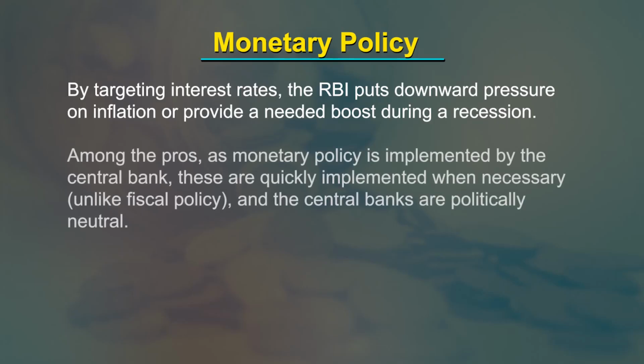So in doing this, the RBI may have some pros and cons. Among the pros, monetary policies implemented by the central bank can be implemented very quickly whenever necessary. But in the case of fiscal policy, that cannot be done. So the central bank should actually play a neutral role here. This should not be controlled by the government. Because the government is elected, it may have some other motives, but the RBI should not be bothered with those things.